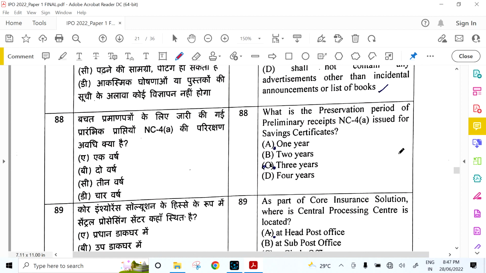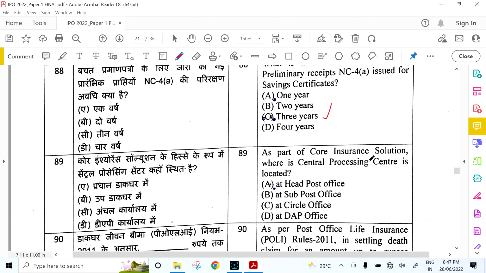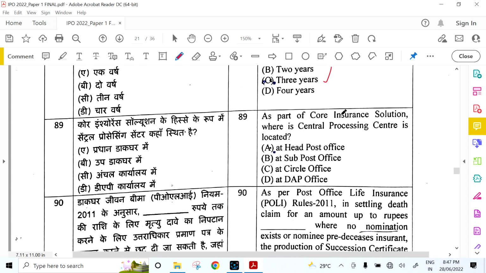What is the preservation period of preliminary receipts NC4A issued for saving certificates? The answer is 3 years. All these preservation periods you will find in the compendium of NPA, that is National Postal Academy, Ghaziabad.